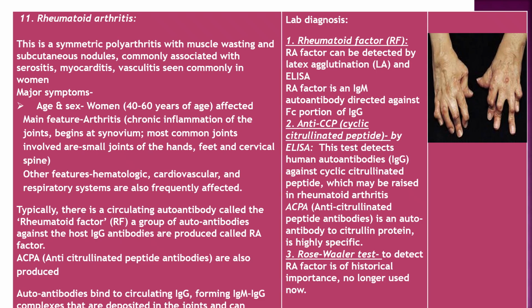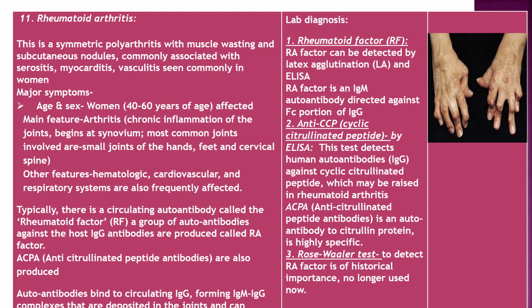Typically, there is a circulating autoantibody called rheumatoid factor (RF). A group of autoantibodies against the host IgG antibodies are produced, and they are called RA factor. ACPA, anti-citrullinated peptide antibodies, are also produced. Autoantibodies bind to circulating IgG, forming IgM-IgG complexes that are deposited in the joints and can activate the complement cascade.